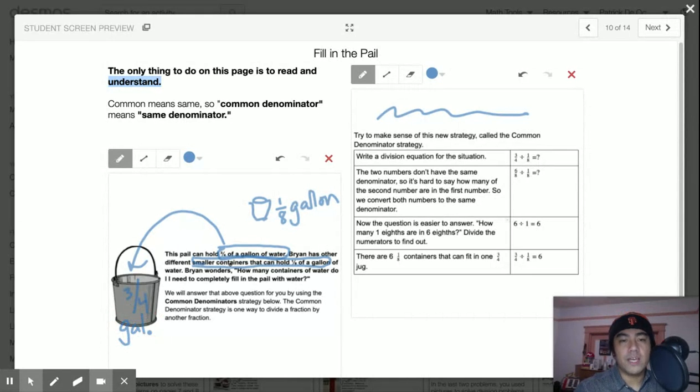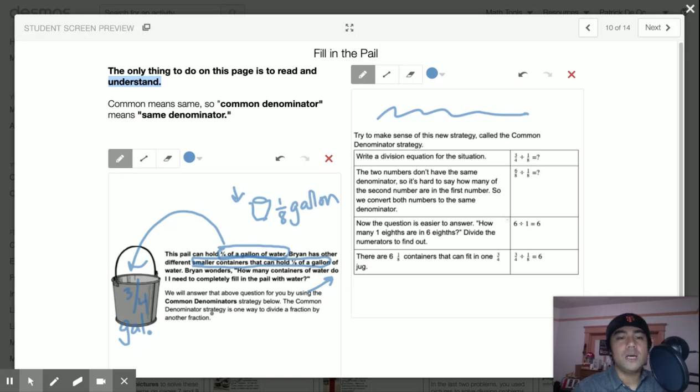GAL means gallon. Brian wonders, how many containers of water do I need to completely fill in the pail with water? So, how many of these does Brian need to fill in this whole thing? We will answer that question for you by using the common denominator strategy below. And sorry about the word below, it should be this thing right here.